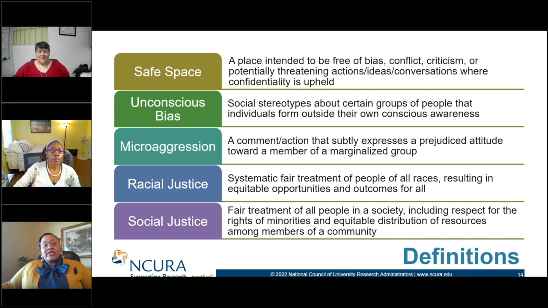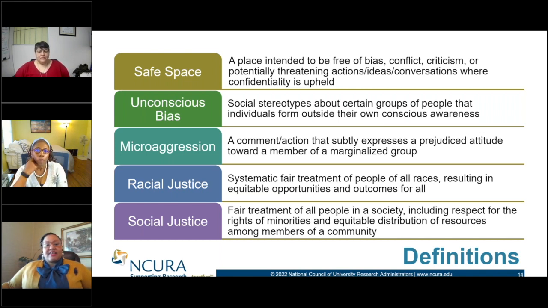Even telling someone that they are not qualified to do something when you don't even know what their qualifications are. Then there's racial justice, and you've probably seen this a lot lately, especially with what took place a couple years ago following the murders of George Floyd, Ahmaud Arbery, Breonna Taylor. We've seen racial justice a lot, and this is systematic treatment of people of all races, resulting in equitable opportunities and outcomes for all.